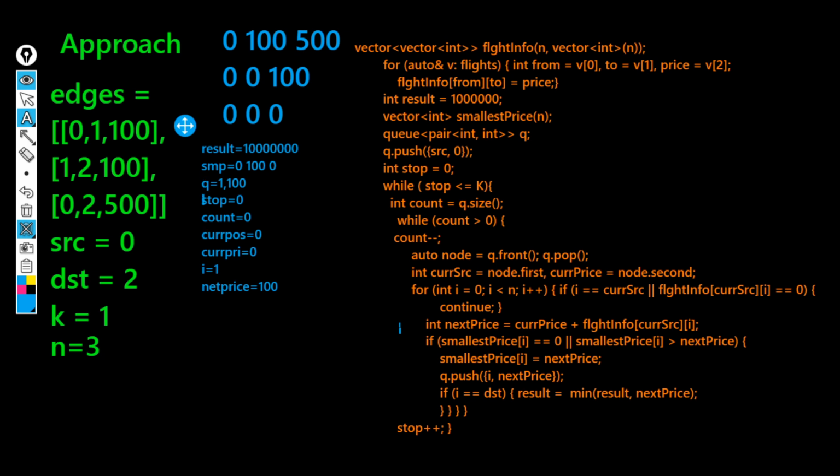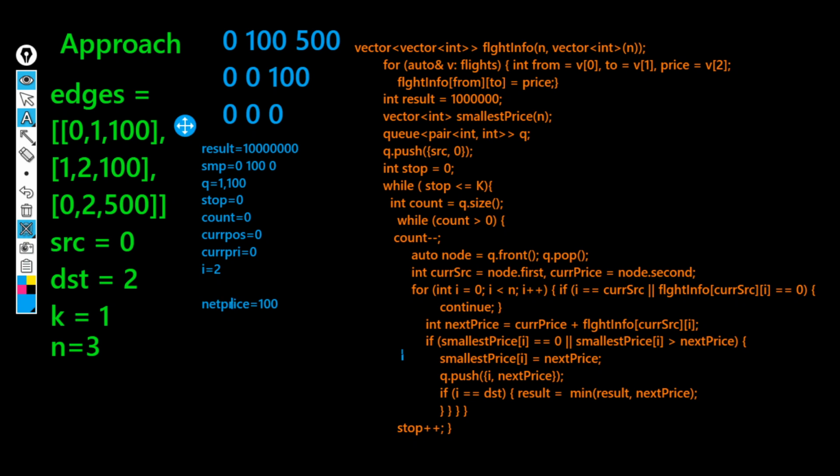Now after this whole thing happens, the stops will be updated, but before that the loop will run again one more time. So i will be equal to 2. Again the condition is compared, that if i equals src, so here i equals 2 and the current position is 0, so nothing will happen in this code. So now the next price will be calculated.